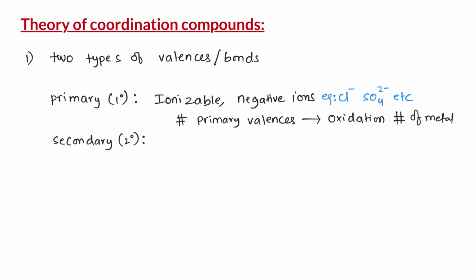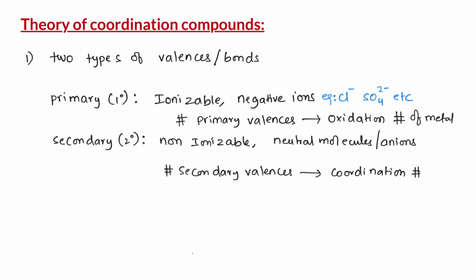On the other hand, the secondary valences are non-ionizable, and these can be satisfied by neutral molecules and or negative ions. The number of secondary valences in a coordination compound is equal to the coordination number of the metal. The examples of species that can form secondary valences are chloride ion, ammonia, water, etc.